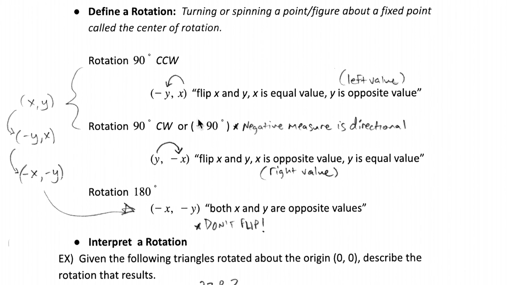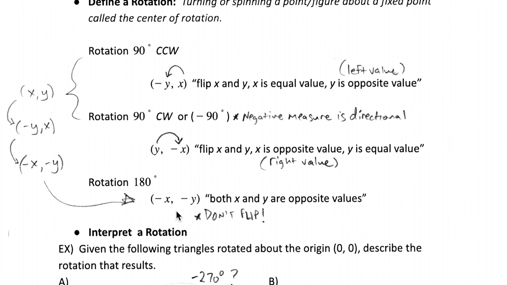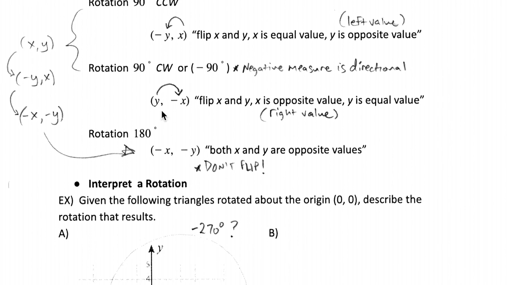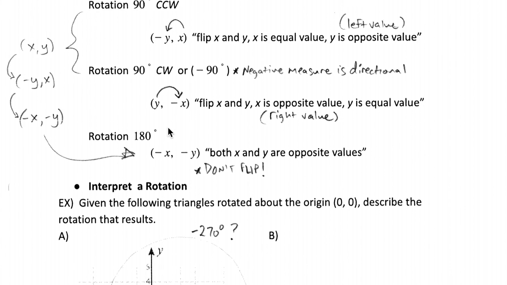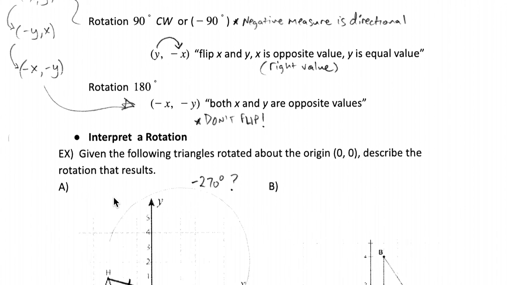There are some coordinate rules, some patterns we can use and apply to our coordinates in order to rotate them. We'll come back to these rules when we start to visualize some things later on in the video. But for now, I just want to focus on, can we identify these rotations? And then we'll get into how we can use these coordinate patterns to also help us identify a rotation.